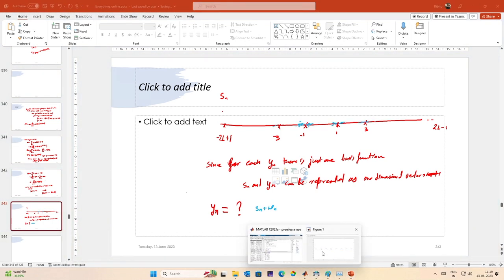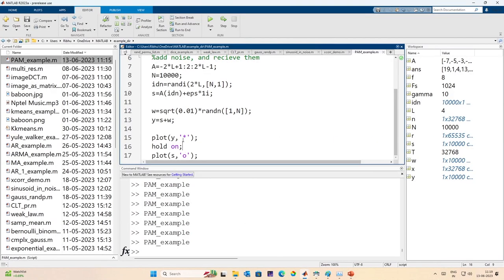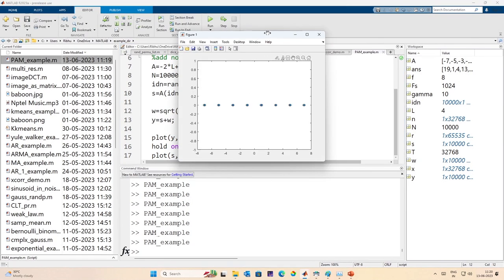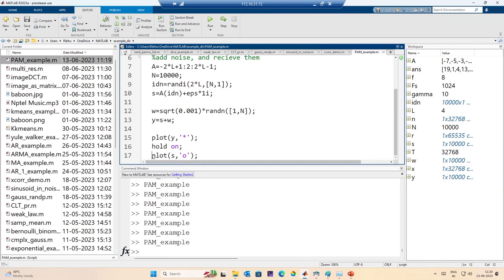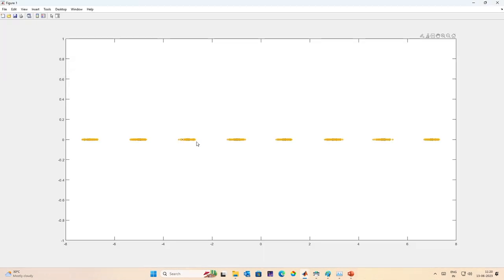So let's say that I'll start with 0.001, run this, and we get a very small spread. And now let's increase the noise variance slightly, say 0.01. You see that it leads to a bigger spread.